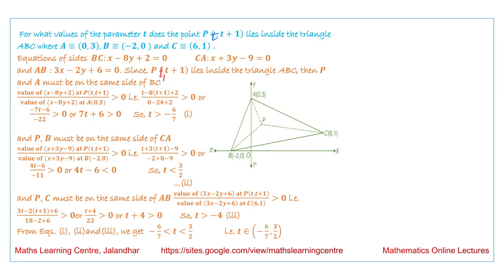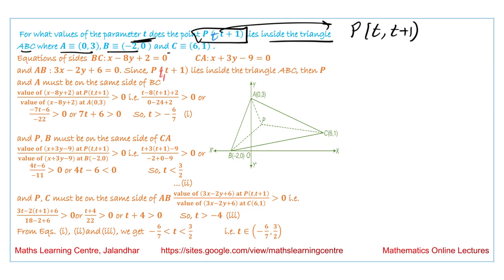Now next: for what values of the parameter t does the point (t, t+1) lie inside the triangle ABC, where A, B and C are the 3 points given to us. If we calculate the equations of these lines, corresponding to the points B and C, the equation is x minus 8y plus 2 equals 0. Corresponding to CA, the equation is x plus 3y minus 9 equals 0. And corresponding to AB, the equation is 3x minus 2y plus 6 equals 0.